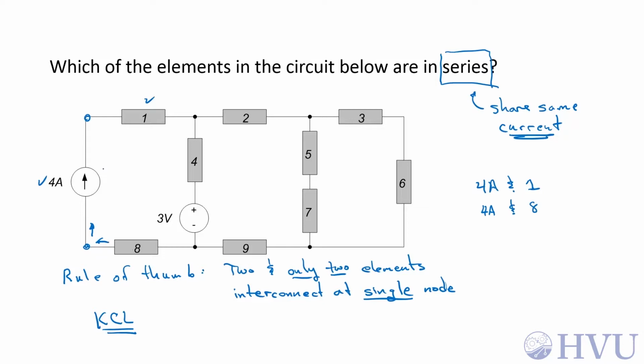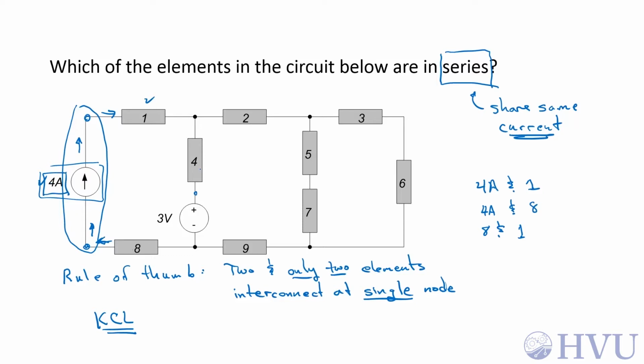Now, since we can't accumulate any current in any of our circuit elements, current leaving the 4 amp source has to be the same as the current entering the 4 amp source. So if I define a weird node that looks like this, the current going into this node has to be the same as the current coming out of it. So elements 8 and 1 are also in series. All three of those elements share the same current. That current's going to be 4 amps because of the source that's there.